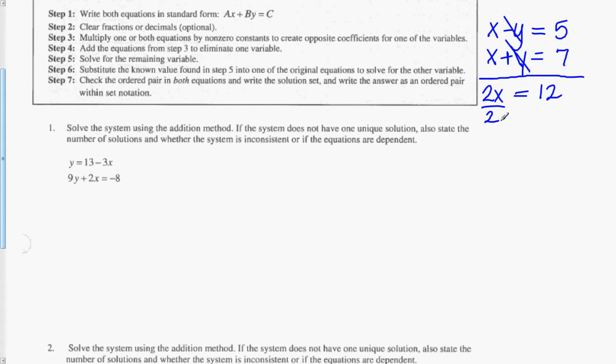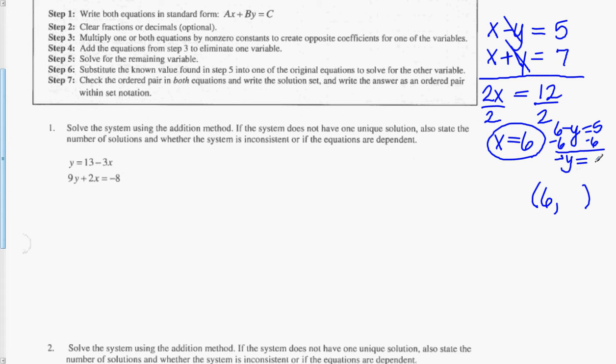I'm going to keep going and solve for x. So divide both sides by 2. So x equals 6. That is the ordered pair part, the x part of my answer. Then I would go back and put the 6 into one of the equations to figure out what y is. So I'm going to use the top one. 6 minus y equals 5. Subtract 6 from both sides. So negative y equals negative 1. So that means that y must equal 1. So 1 would be the y part of my system.